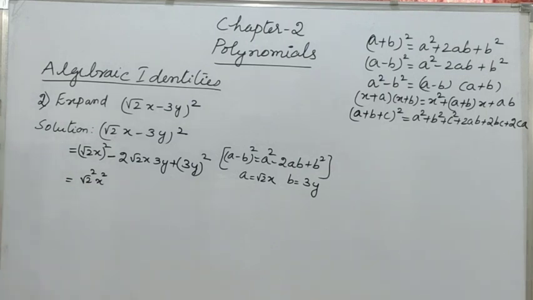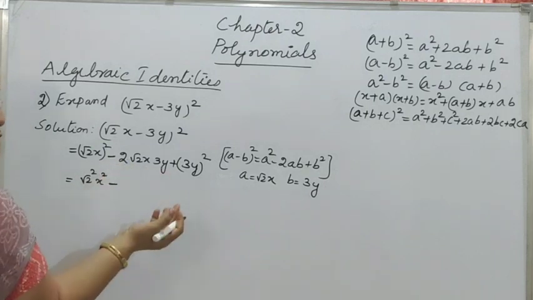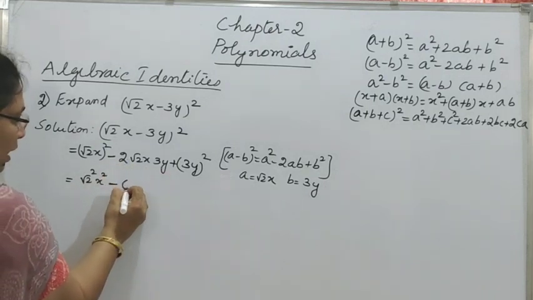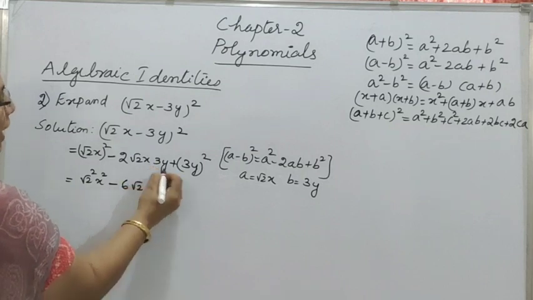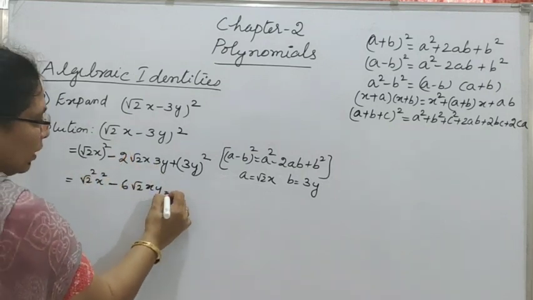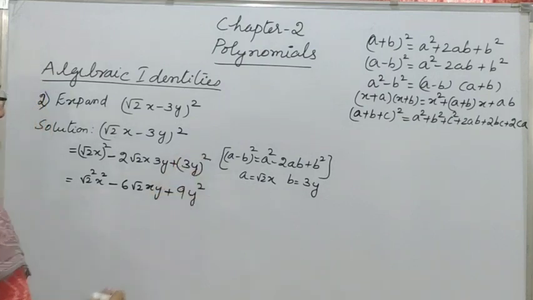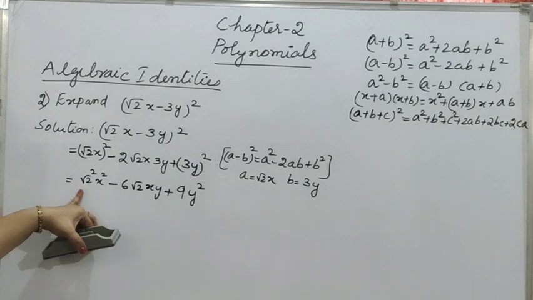I am splitting like this, because some children will make mistakes here. And again 2 into 3, the numbers are to be multiplied first, 6 and root 2 xy. No like term, only one root 2 is there, so root 2 will come. Now this is easy for you, 9y square, that is 3 square and y square. The only problem is the root 2 number.